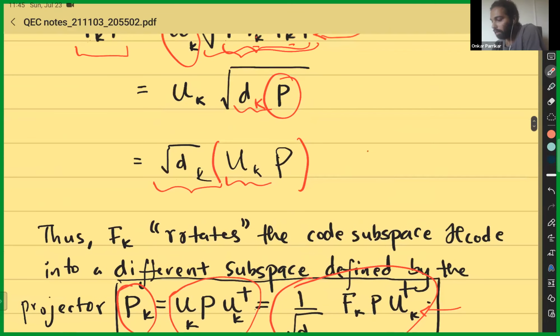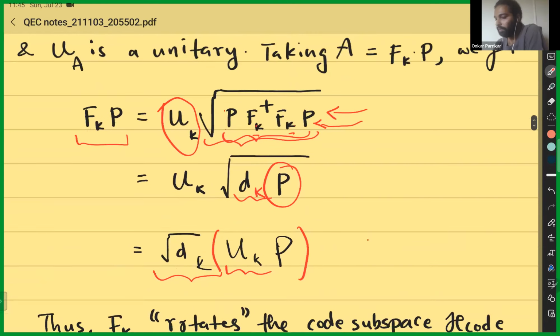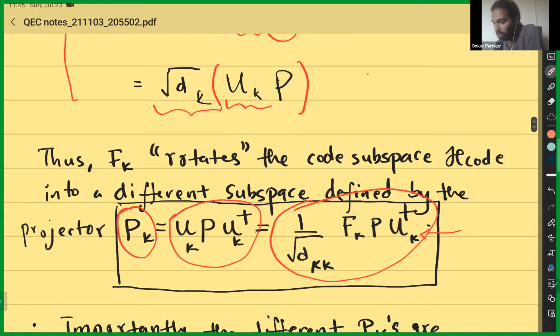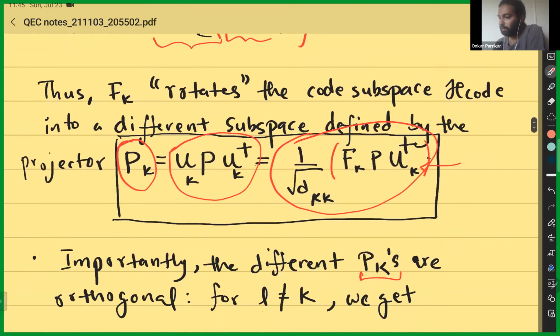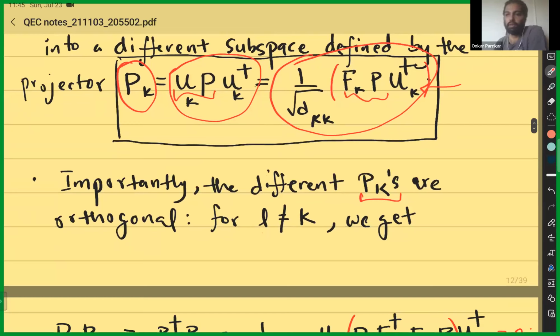Using this little manipulation, we can write the projector onto the image of the code subspace as 1 over the square root of this number times f_k P u_k dagger. That's a simple manipulation. Just substitute u_k P with f_k P divided by the square root of d. Now, the important thing here is that these.